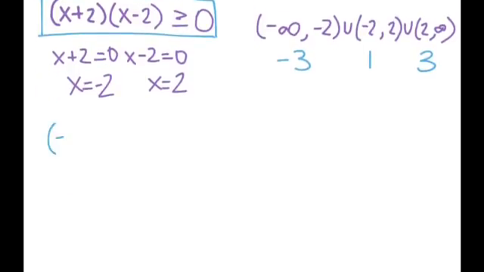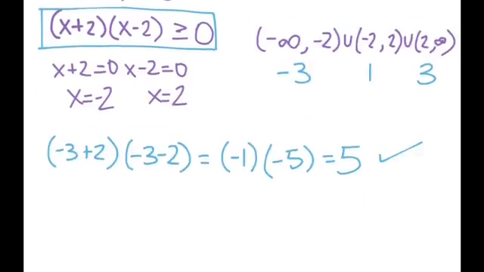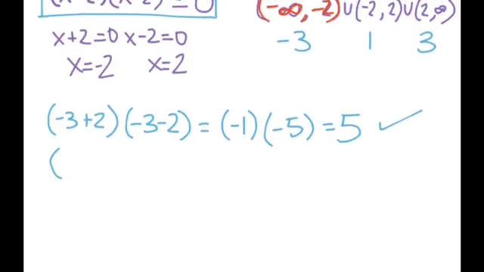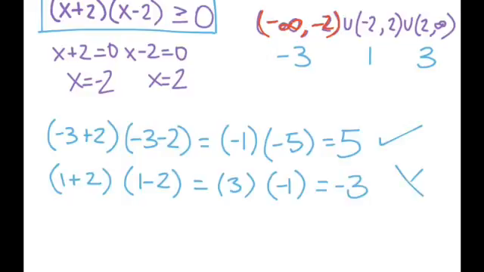So -3 plus 2 times -3 minus 2, which is equal to -1 times -5, or 5, and since that's greater than or equal to 0, that one does work. So the next one would be 1, so 1 plus 2 times 1 minus 2, that's 3 times -1, which is -3, which doesn't work, so no.